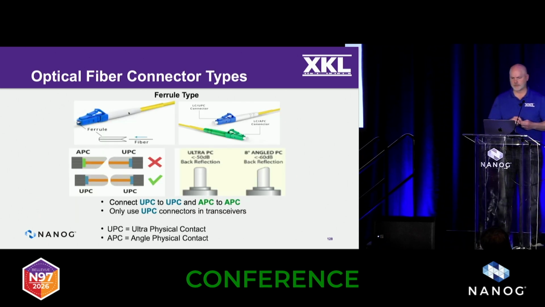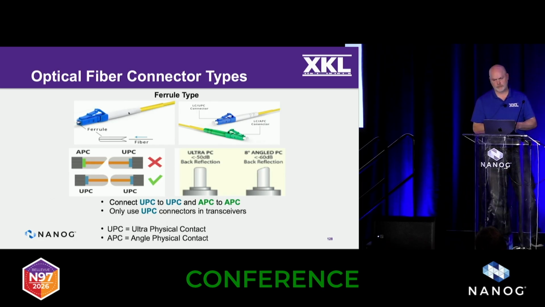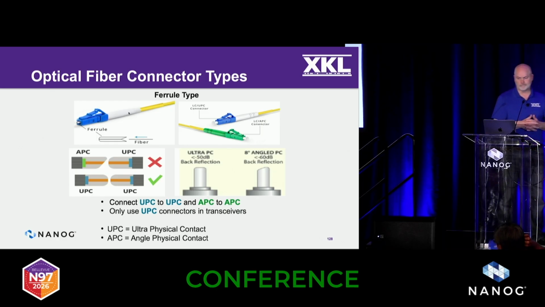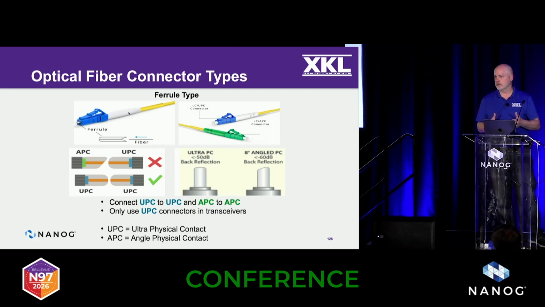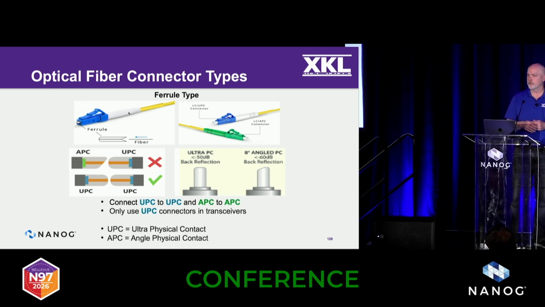So these are some other different connector types. Most everyone probably deals with UPC. That's the most common. APC, angled, is the second most common. Why would you go to an angled connector? Why would you get an 8-degree angle on the end face? It's because of the back reflections. You can get pretty good improvement on back reflections when you have two end faces that are at an angle to the direction of the light as opposed to perpendicular.